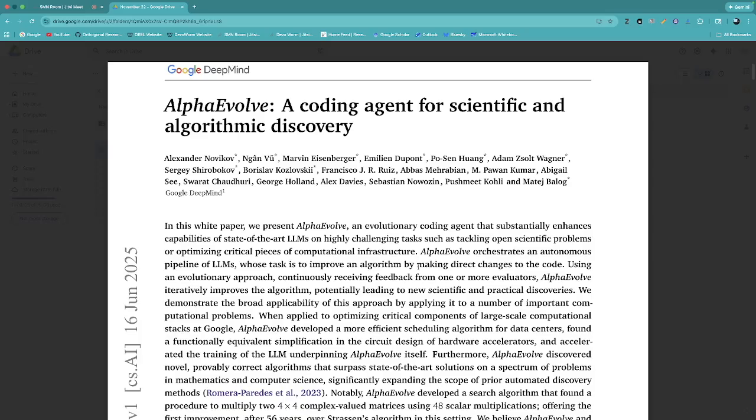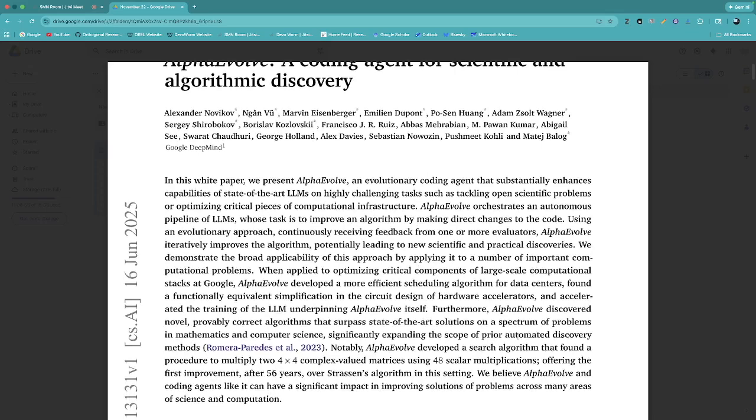When applied to optimizing critical components of large-scale computational stacks at Google, AlphaEvolve developed a more efficient scheduling algorithm for data centers, a functionally equivalent simplification in the circuit design of hardware accelerators, and accelerated the training of large language models underpinning AlphaEvolve itself. Furthermore, AlphaEvolve discovered novel, provably correct algorithms that surpass state-of-the-art solutions on a spectrum of problems in mathematics and computer science, significantly expanding the scope of prior automated discovery methods. And this is a citation here, Romero-Paredes et al.